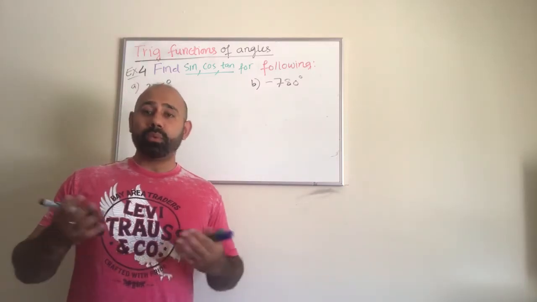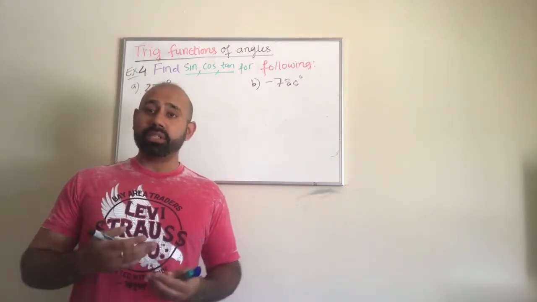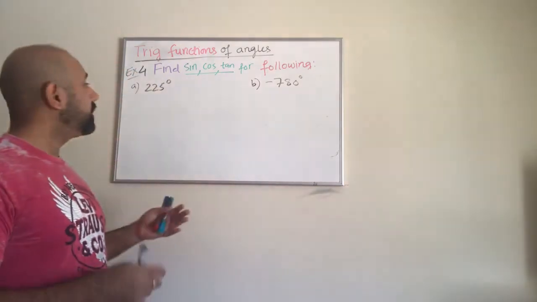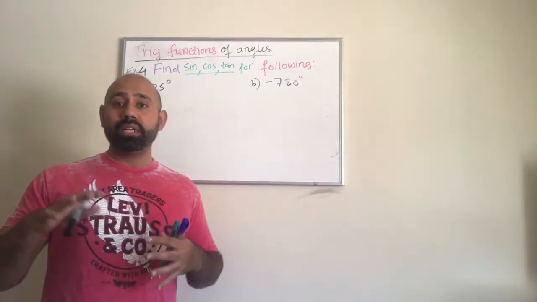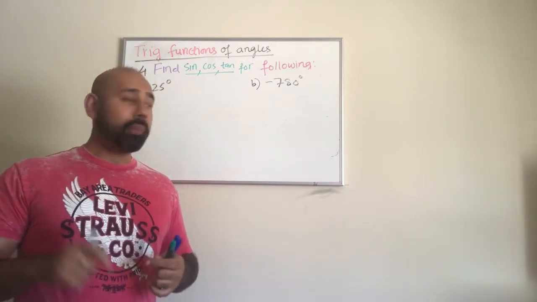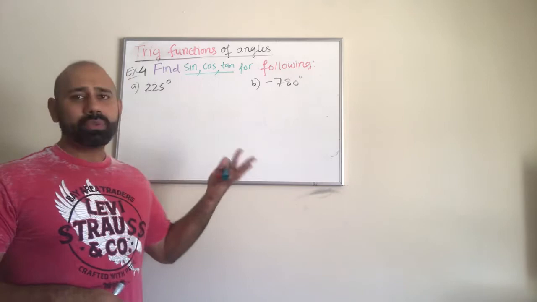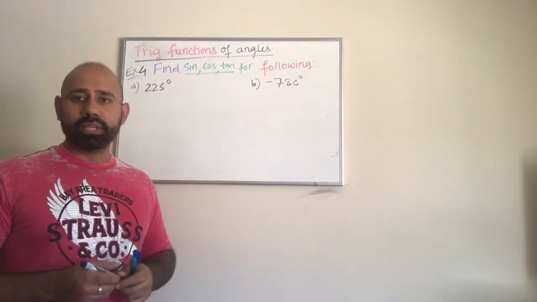Hi guys, let us look at another example on evaluating the trig functions for different angles. In this case, keep in mind we are avoiding the use of a calculator right now. We want to find the sine, cosine and tangent for 225 and then negative 780. So guys, let us start evaluating this.